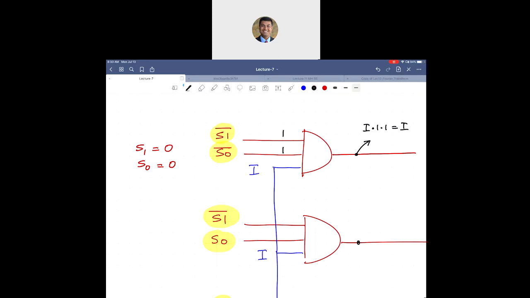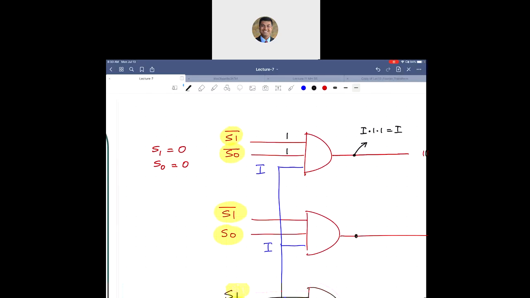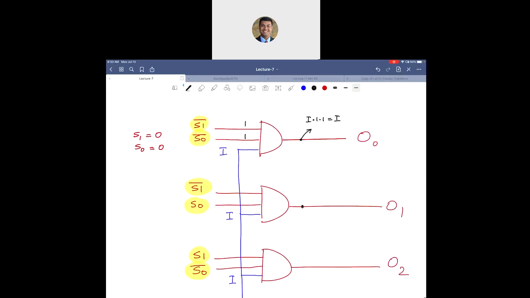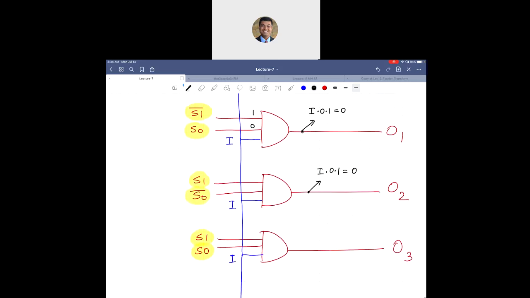But over here, if you go down, what will you have over here? S1 complement will be 1, but S0 will be 0. So you get I and 0 and 1, which is 0. And so on. All the others will go to I and, let's see, 0 and 1, 0. No problem.